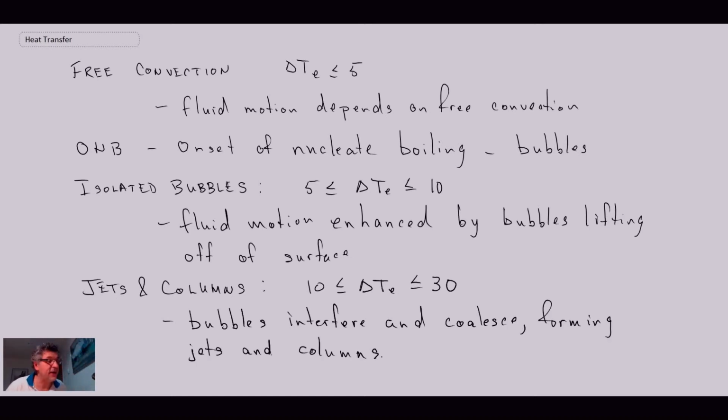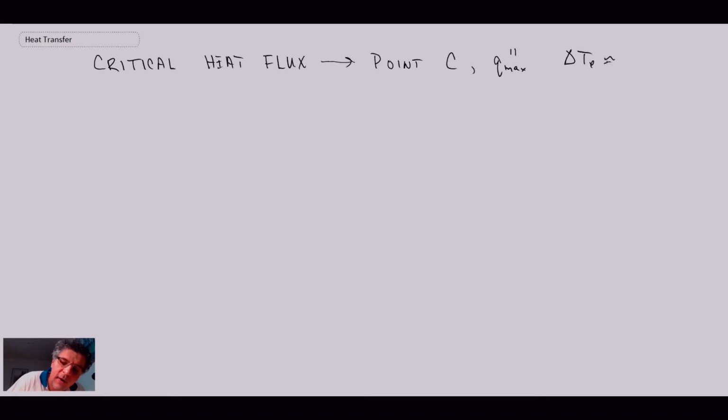Okay, so those are jets and columns. And then we get to point C. Point C was the critical heat flux point. And in the next segment, it will become a little more evident why we call this critical. And this is for delta TE approximately 30. And when Nukiyama was doing his experiment, this is where his experiment went a little sideways and things didn't go very well for him. And I'll talk about that in the next segment.